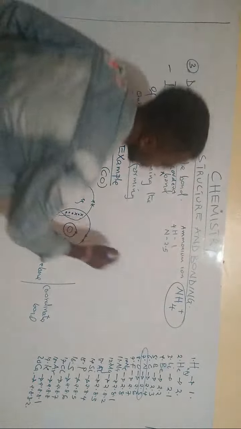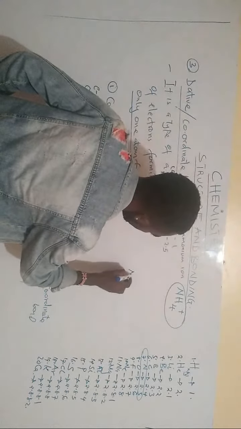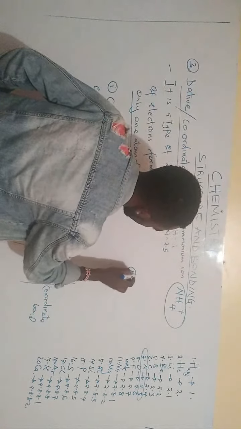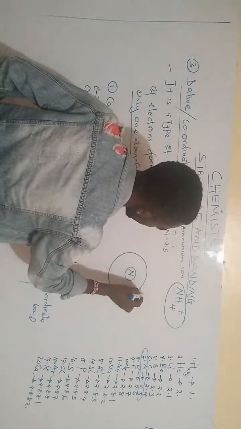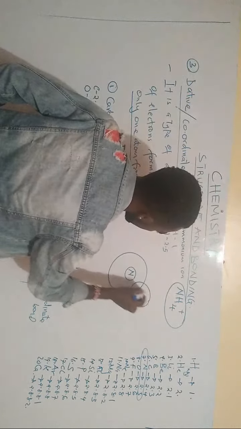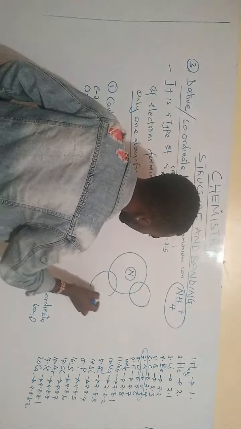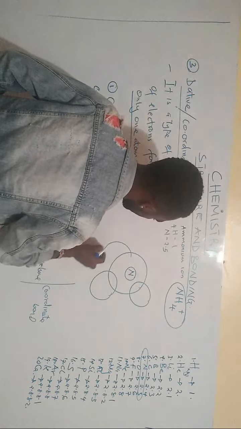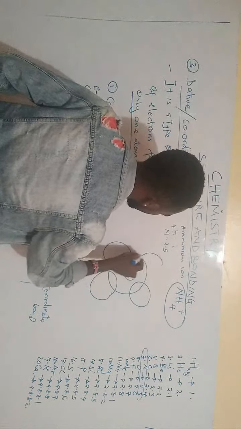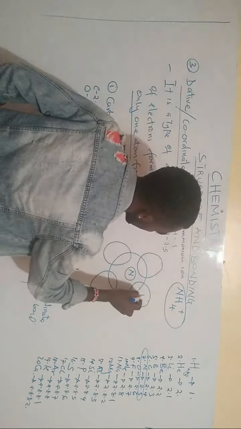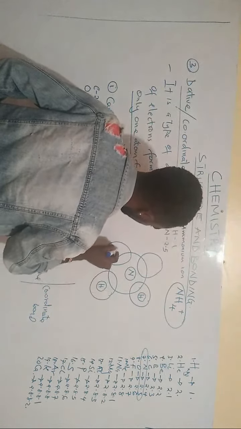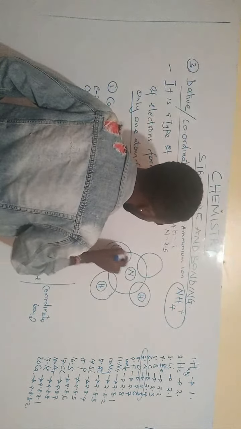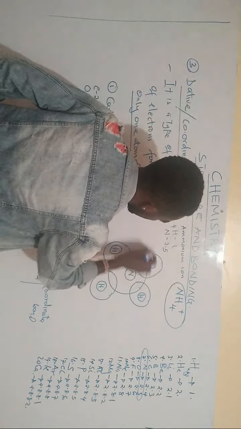Okay, so it is nitrogen attached to 4 hydrogen atoms. So we have the first one, the second one, the third one, the last one. This is hydrogen, this is hydrogen, hydrogen, hydrogen. Okay.